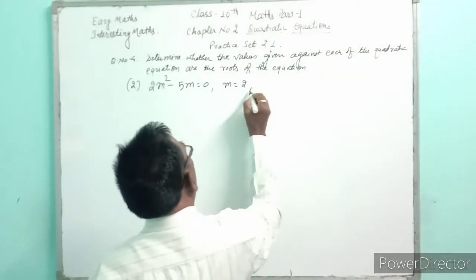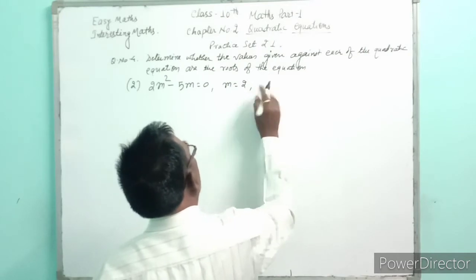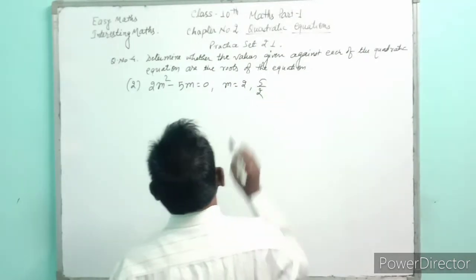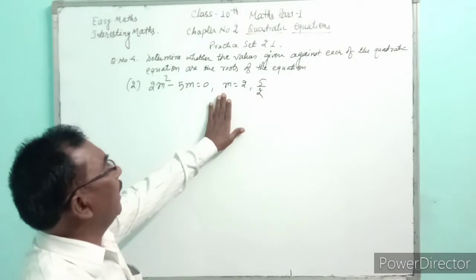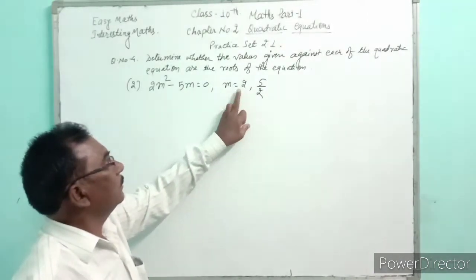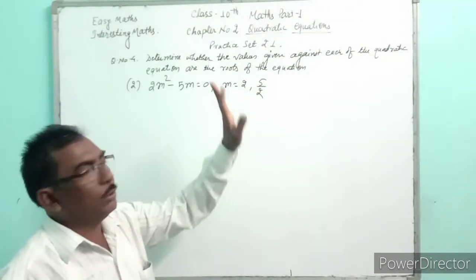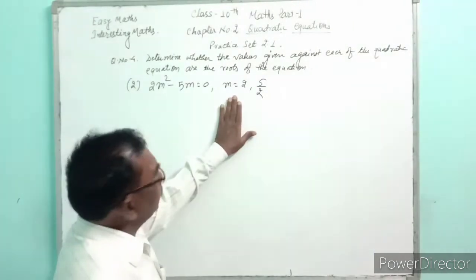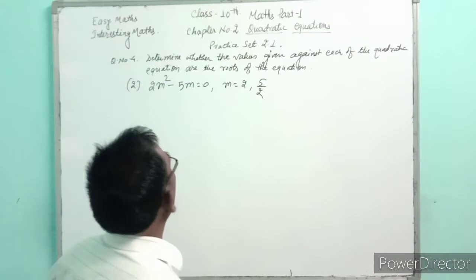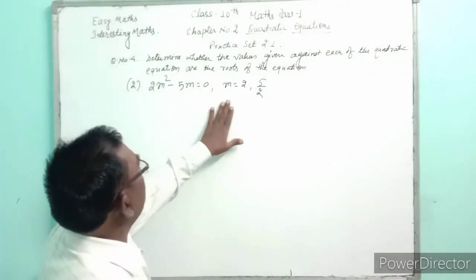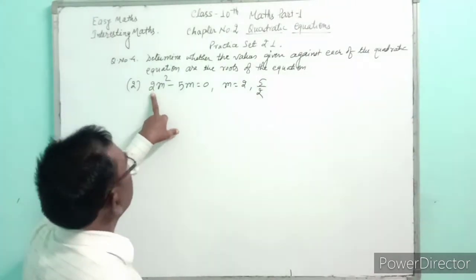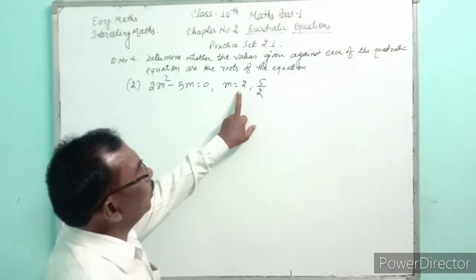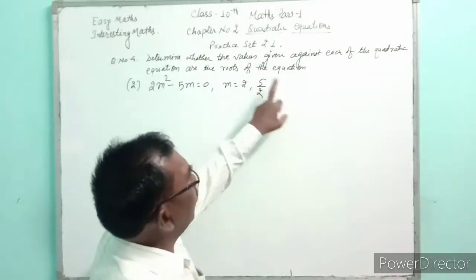m is equal to 2 and m is equal to 5 by 2. So the values of m are m is equal to 2 and m is equal to 5 upon 2. Here the variable is m. So we have to decide whether the quadratic equation is satisfied for the value of m equal to 2 and 5 upon 2.